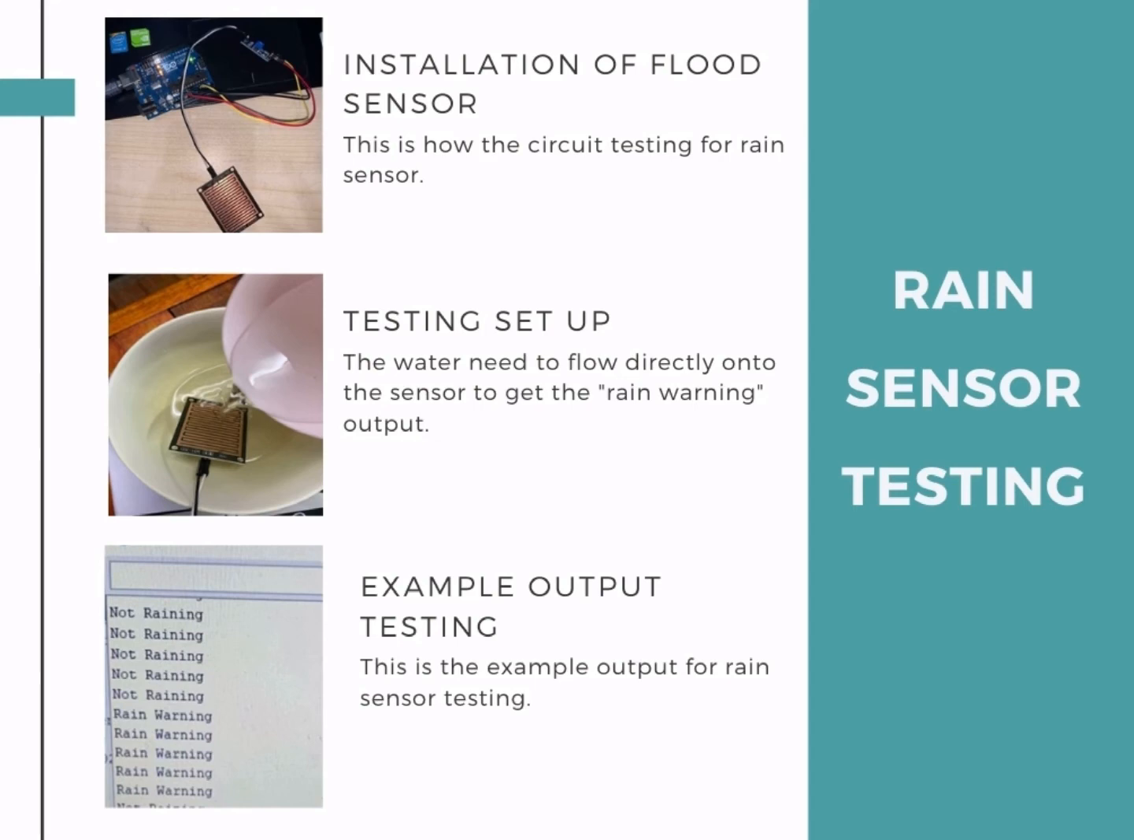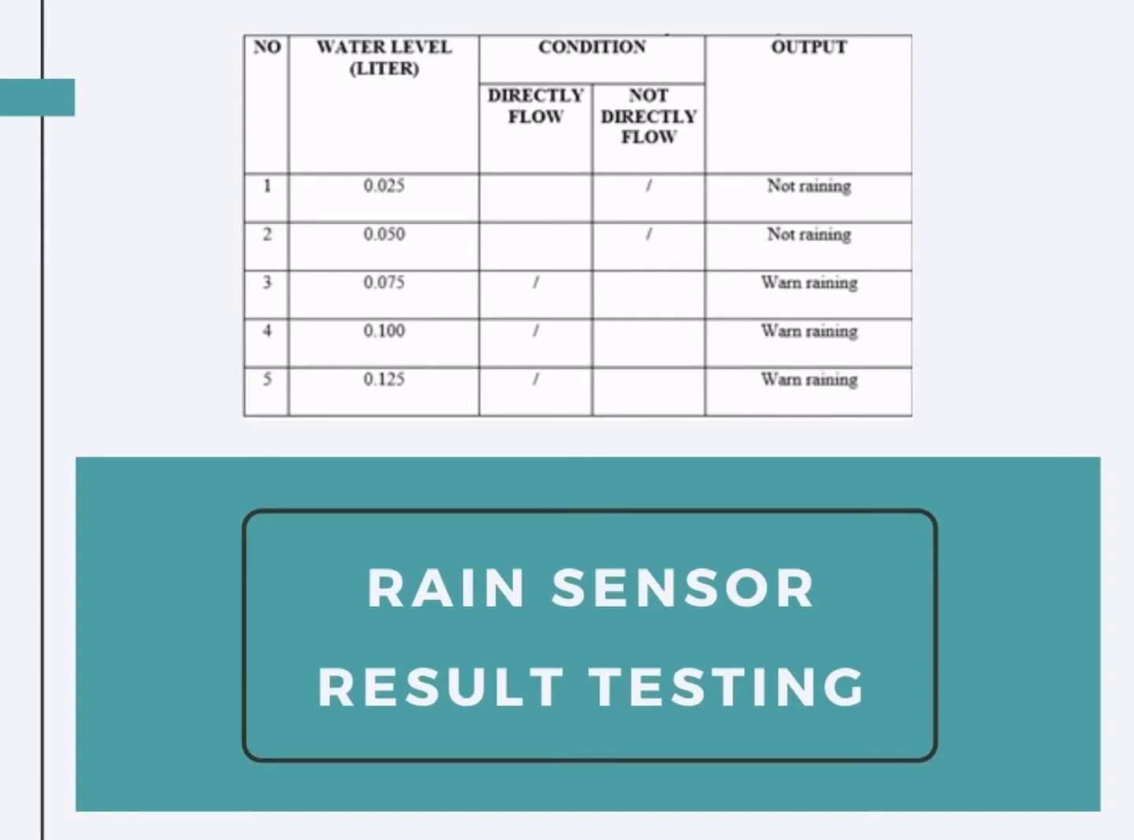And the testing setup is that the water needs to flow directly onto the sensor to get the rain warning output. If the water is not flowing directly onto the sensor, the output will be not raining. So this is the rain sensor result testing. You can see the different water levels and the condition, either it flows directly or not directly, and you can see the output.